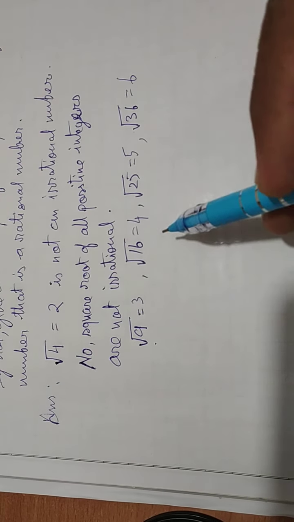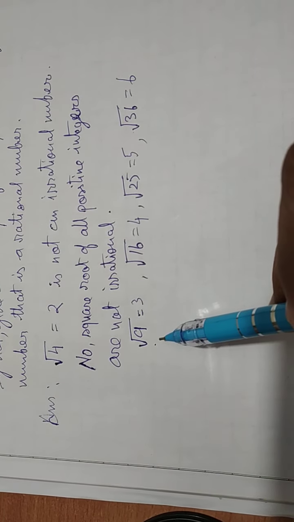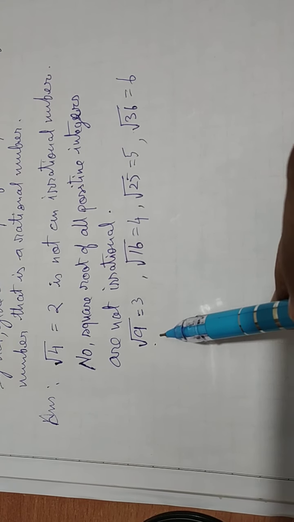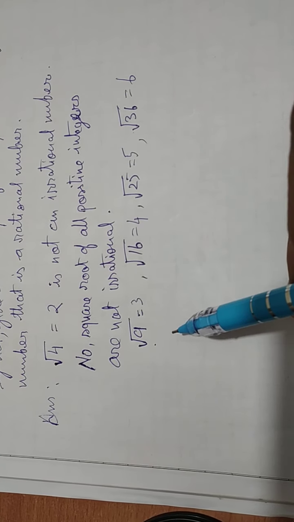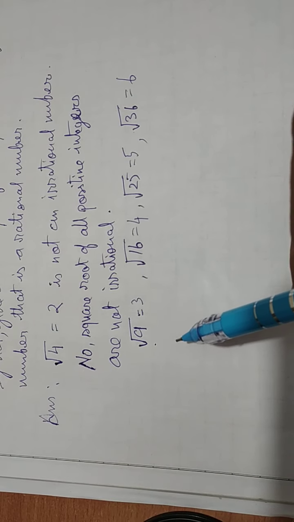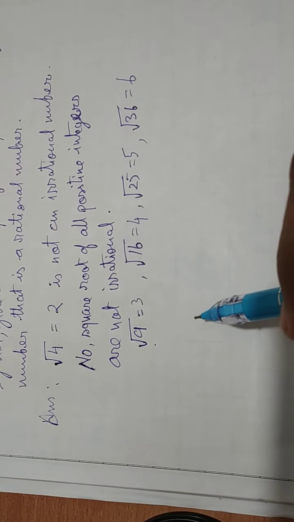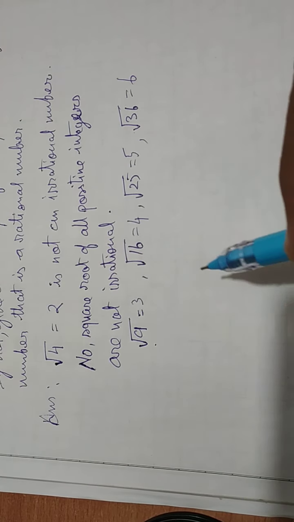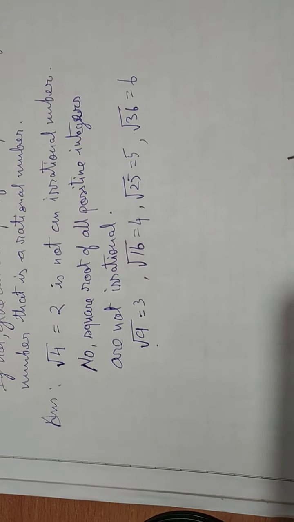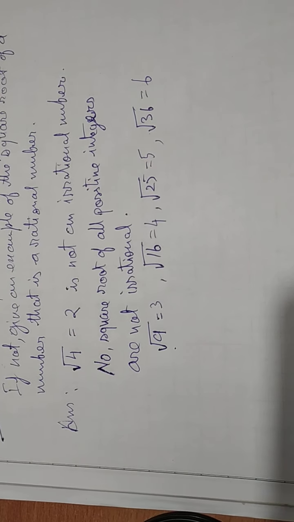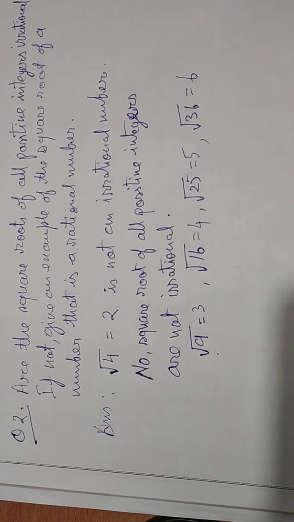But other than this, the square roots of non-perfect square positive numbers like root 7, root 5, root 15, etc. are irrational numbers, but not all positive integers.